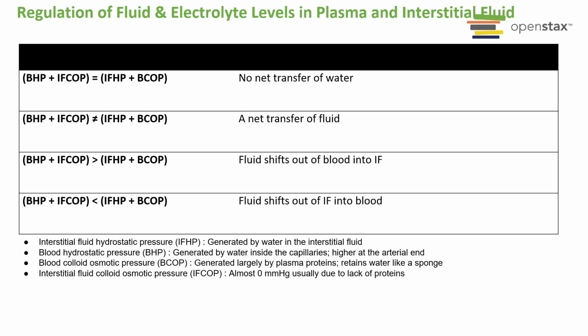fluid. In fact, when the blood hydrostatic pressure and the interstitial fluid colloid osmotic pressure are summed together and they are greater than the other 2 types of pressure, then in fact fluid will shift out of the blood into the interstitial fluid. In contrast, when the blood hydrostatic pressure and the interstitial fluid colloid osmotic pressure are less than that of the interstitial fluid hydrostatic pressure and the blood colloid osmotic pressure, that is when fluid will shift out of the interstitial fluid into the blood.